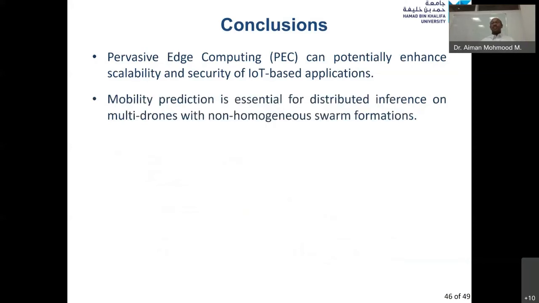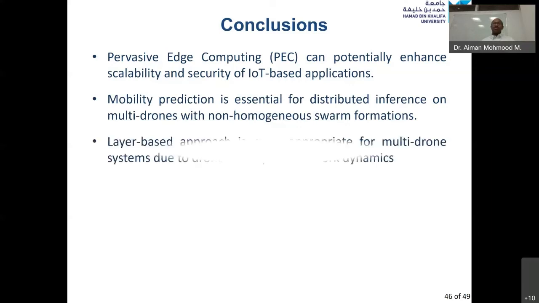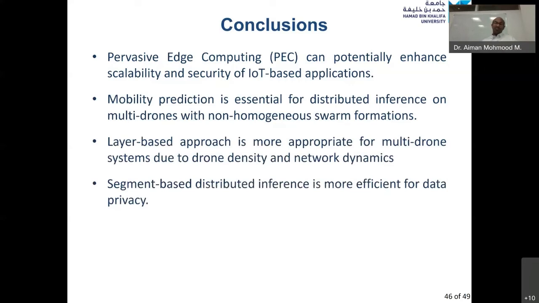Mobility prediction is essential for the distributed inference in this multi-drone, and we are planning to look at different approaches, maybe using reinforcement learning to do this prediction of the path. We also think the layered approach worked very well for this multi-drone case because of the reasons we mentioned, the density and the network dynamics. Segment-based worked very well for enhancing data privacy while maintaining lower latency.